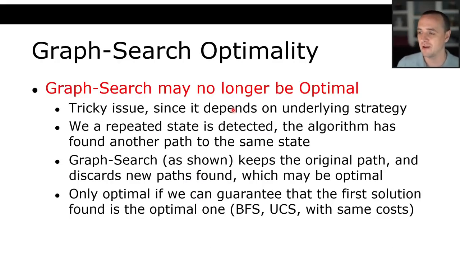However, graph search may no longer be optimal. It's a tricky issue. It depends on the underlying search strategy. So if we detect a repeated state, we're going to stop. However, that may have been the optimal path. You see what I'm saying? So we're not going to reopen the search on a particular state more than once. However, that could have been the optimal path, but we've just stopped. So just realize that this graph search with a closed list may no longer be optimal. So it's only optimal if we can guarantee that the first solution found is the optimal one. So for BFS with the same costs, it'll work, and UCS with the same costs, it'll work. So it's got the same optimality as BFS, essentially.